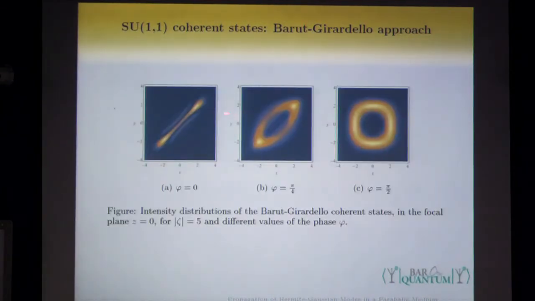So we show graphically these coherent states for different phases, and we have three examples here. We can see that the coherent states of these Hermite Gaussian modes have this kind of particular behavior. We can remember that the Hermite Gaussian beams are bright lobes in a rectangular arrangement, but the coherent states of these modes are like circles, ovals.